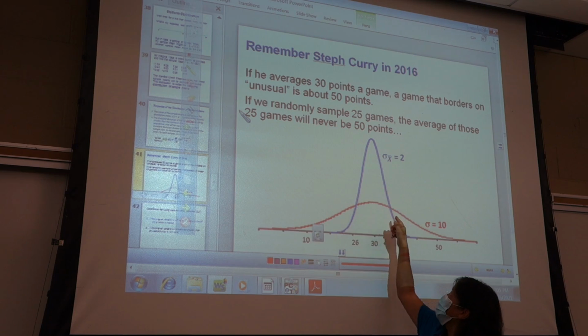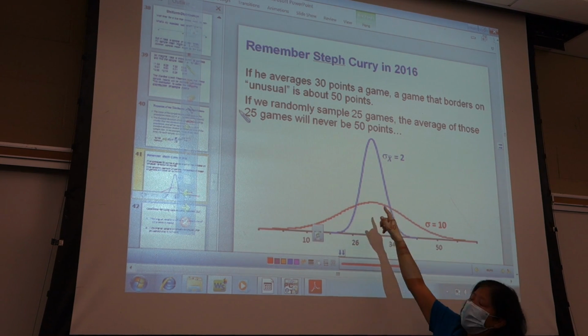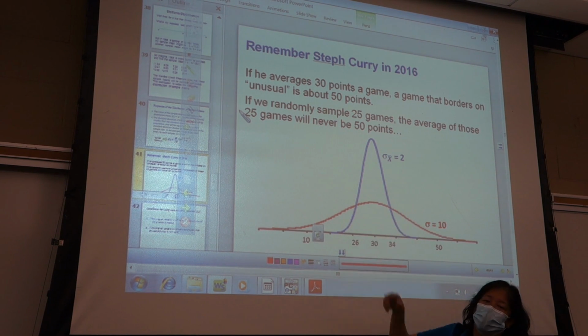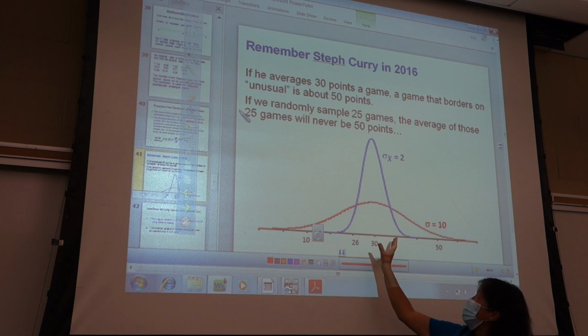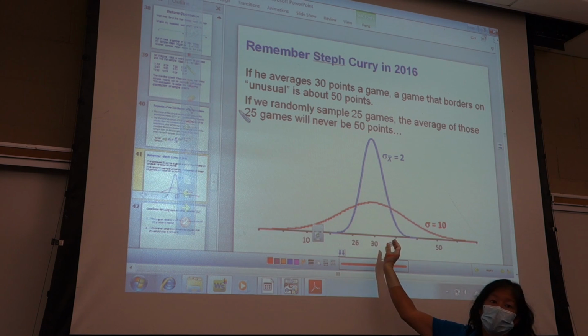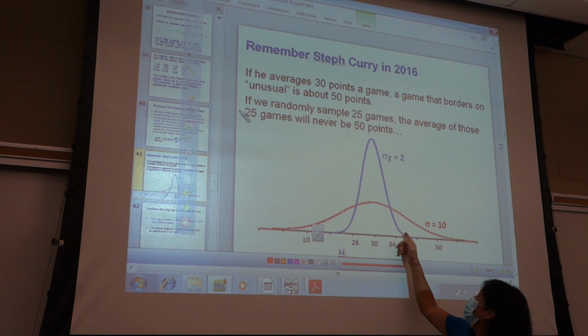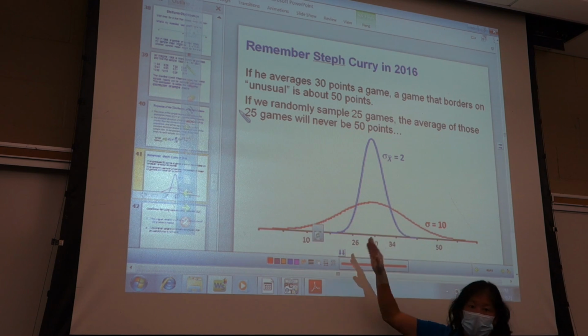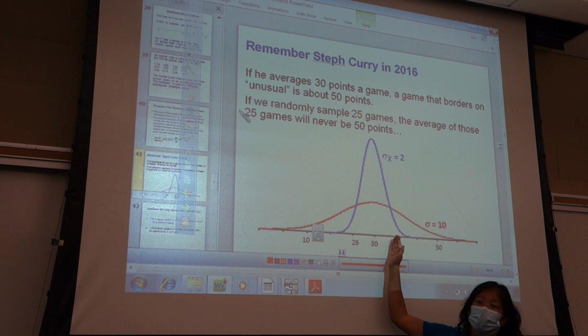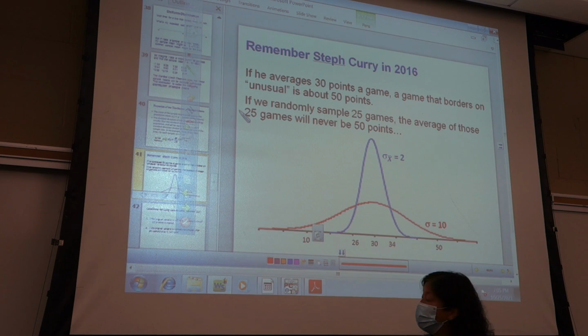This blue line represents the sample, the average of 25 games. If I took every possible sample of 25 games, it would look like that. So you'll notice that it's a lot more narrow, a smaller standard deviation, because it really is going to be a lot closer. You're not going to get an average of 50, because, like I said, it balances out. You're going to get stuff a lot closer to the mean.